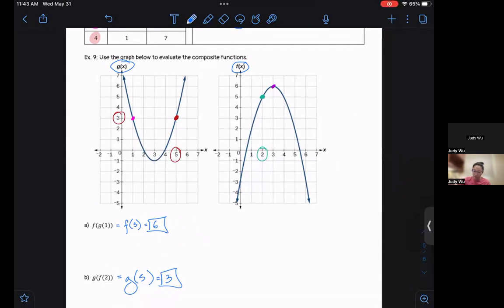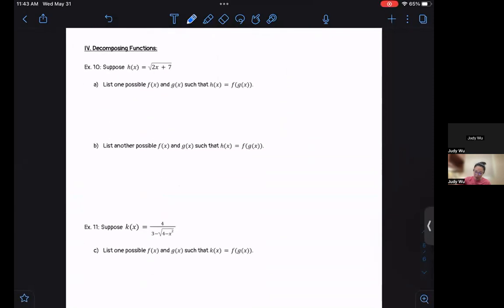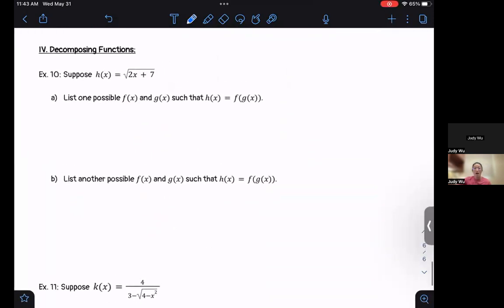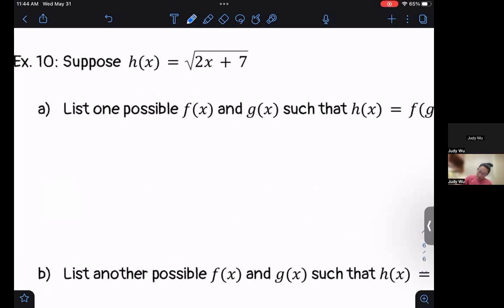And now we're going to finish off with our last topic, which is what happens when we try and go backwards? So instead of composing functions, we're saying we have a composite function and we want to see where it came from. All right, so let's start with example 10 here.